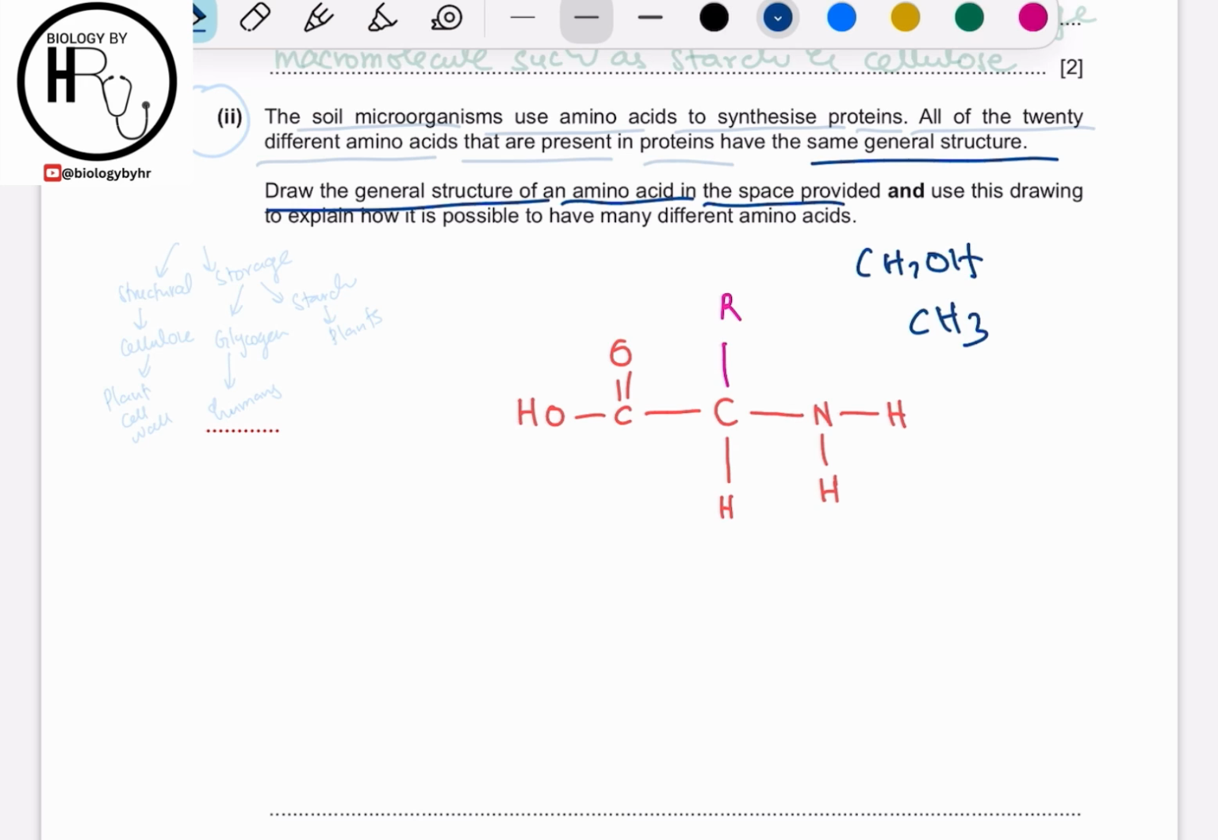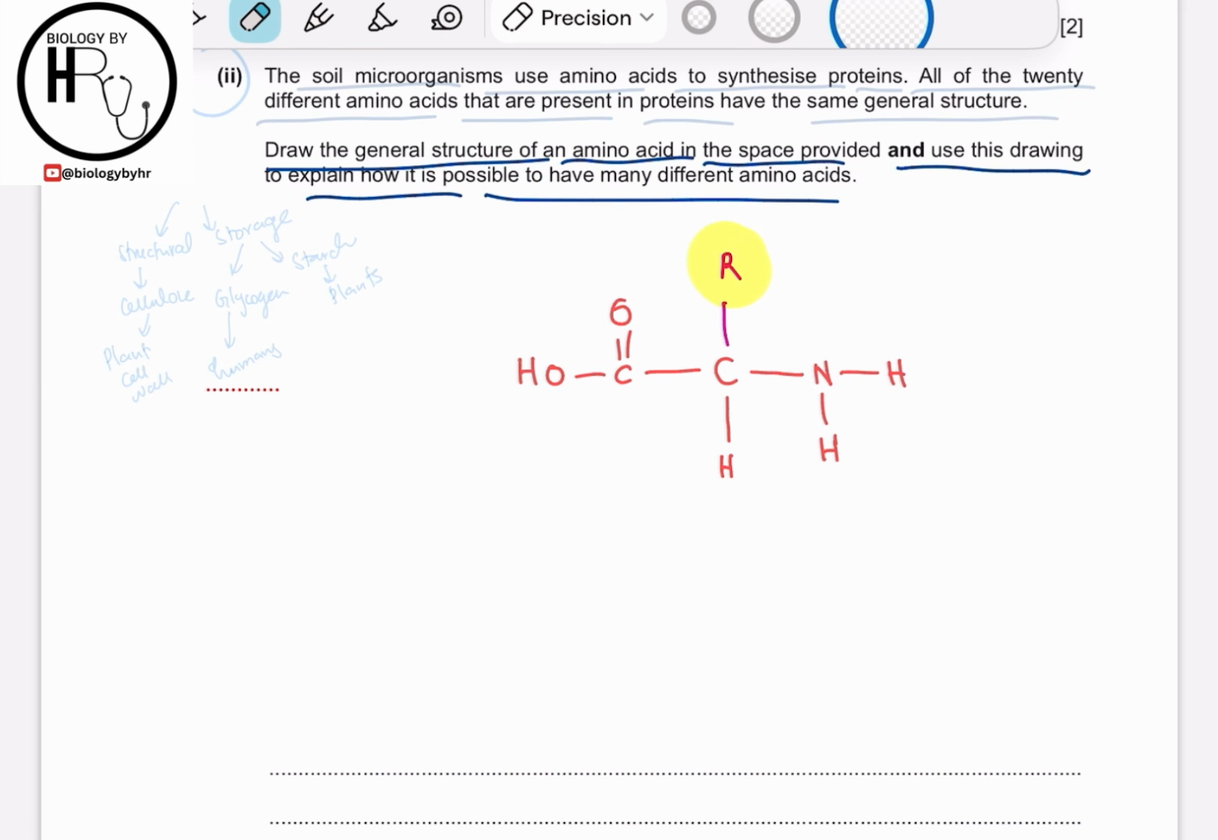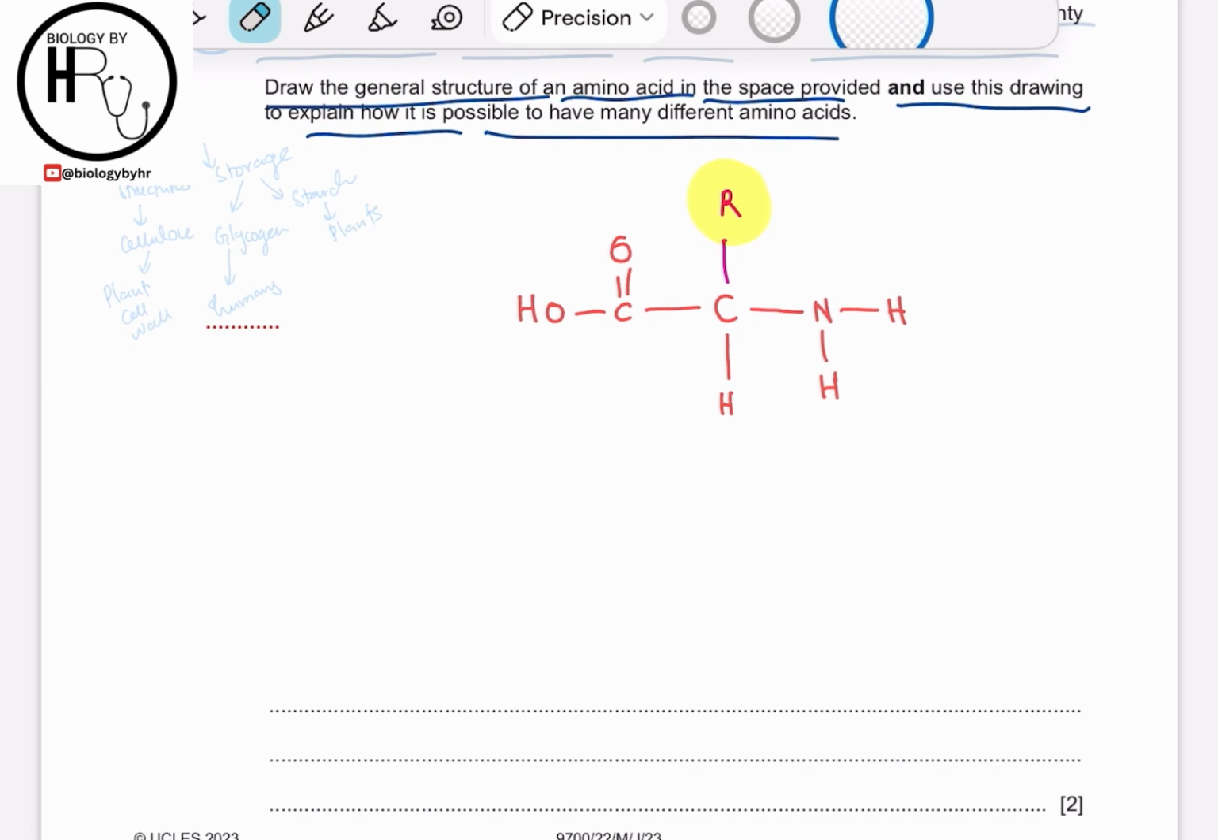Now they are saying to draw the general structure of an amino acid in the space provided. So this is the general structure of the amino acid already drawn, and use this drawing to explain how it is possible to have many different amino acids. So how are we going to use this diagram to show that we have many different amino acids because of this R group? Because of this R group, we can show that there are many possible different amino acids.